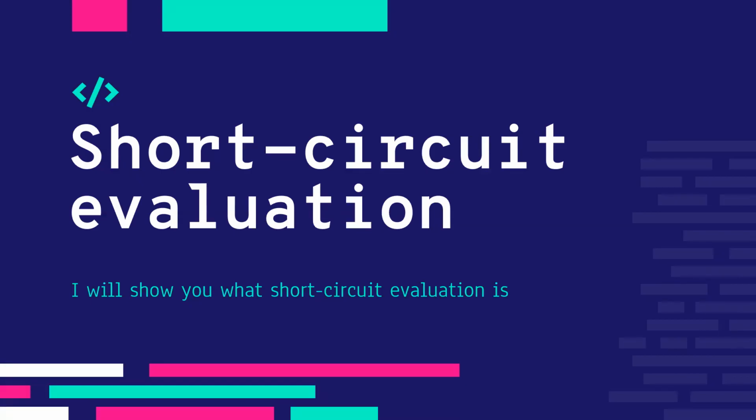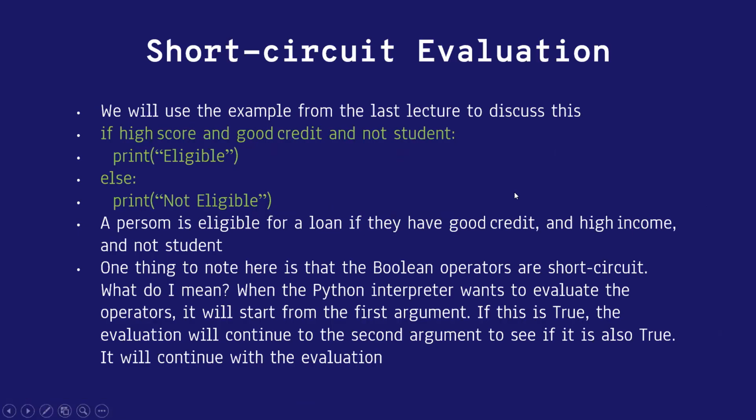Now, in this lecture, we are going to look at short circuit evaluation. I'll show you what short circuit evaluation is. We'll use the example from the last lecture to discuss this. That is, if high score and good credit and not student, you print eligible, else print not eligible.